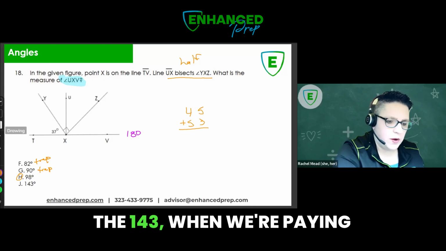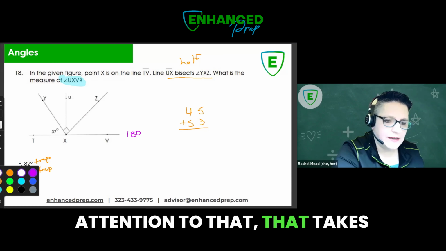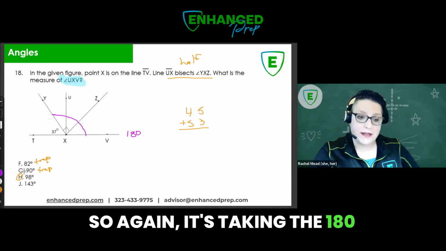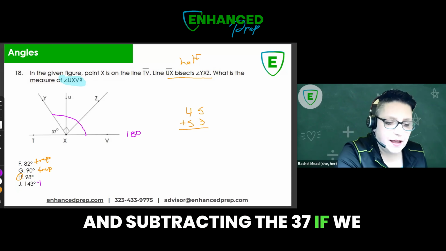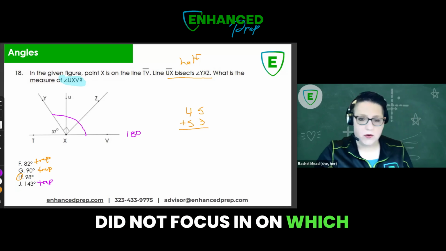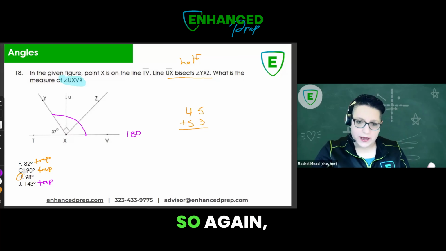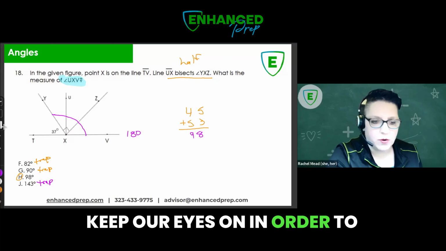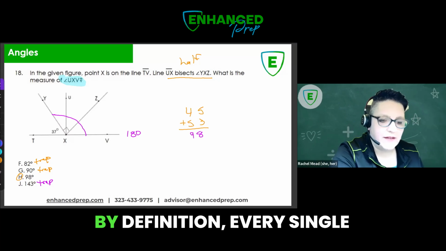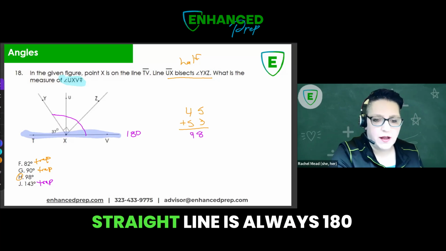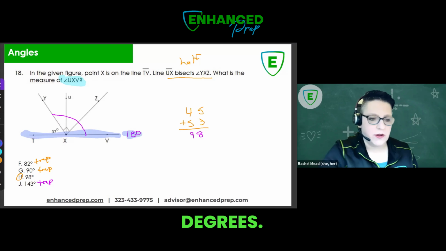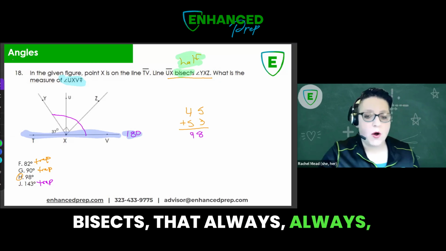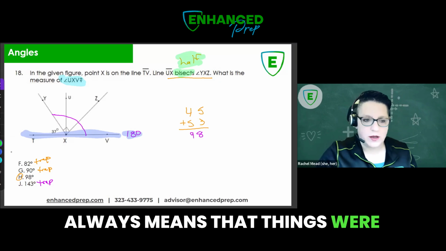The 143, when we're paying attention to that, that takes a look at this whole entire angle. So again, it's taking the 180 and subtracting the 37 if we did not focus in on which angle we were paying attention to. So again, a little bit of what we must keep our eyes on in order to work through this question is, by definition, every single straight line is always 180 degrees. And if we have the term bisects, that always, always, always means that things were cut in half.